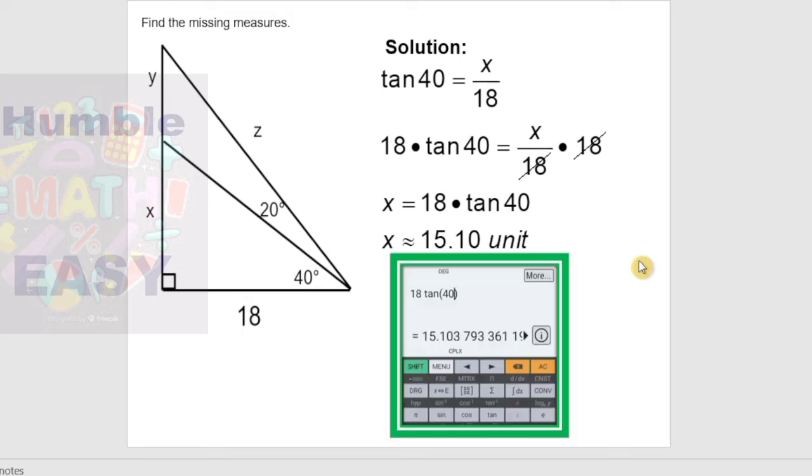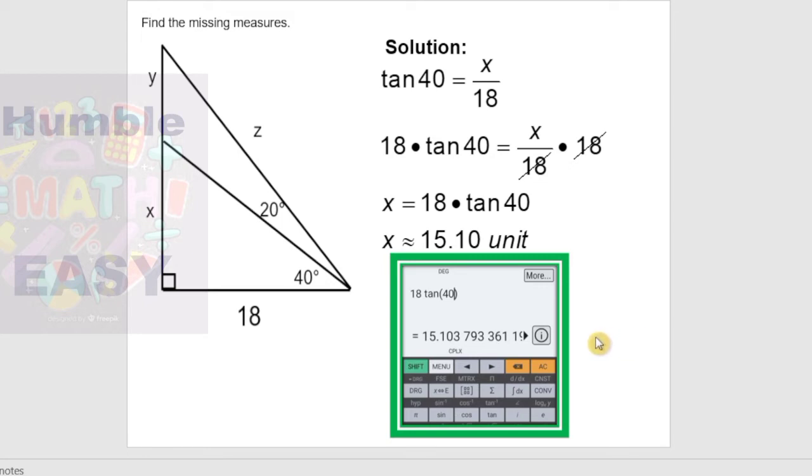So we could say further that the x value now is 15.10 units because as we make use of the calculator, 18 times tangent 40, we have 15.10379336119 and so on. So we're going to round off to two decimal places. We come up with 15.10. Okay, so that is for x.